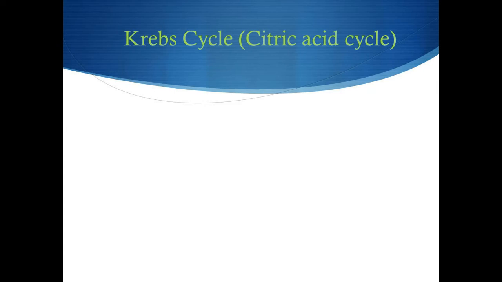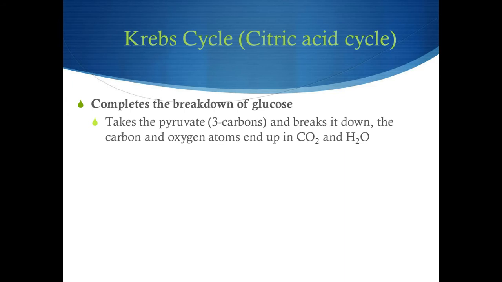So the Krebs cycle is also known as the citric acid cycle. In this cycle, you complete the breakdown of glucose. So you started out breaking down glucose into pyruvate. That pyruvate gets completely broken down now. It takes those 3-carbon pyruvates, breaking them down, and the carbon and oxygen atoms from the glucose end up in carbon dioxide and water.